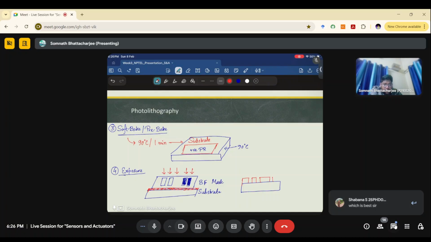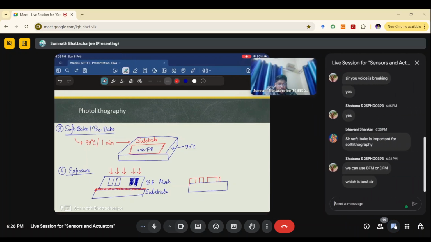Let me check the question. Yeah, so BFM and DFM. Can you tell me the full form of this, Shabana?